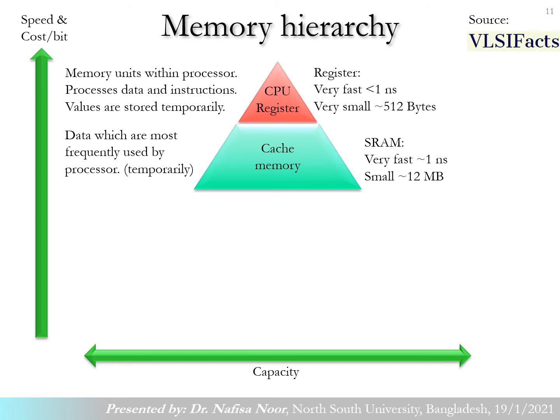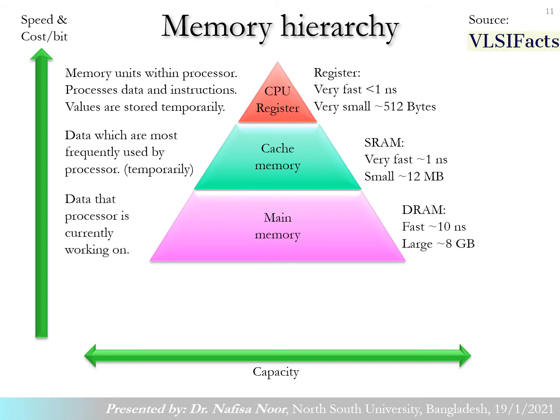The cache memory consists of static random access memory or SRAM devices. The SRAM devices are almost as fast as the CPU registers, and they are also used in small quantity but with slightly larger capacity than the CPU registers. And their cost is also slightly less than the CPU registers. Now here we temporarily store the data that are most frequently used by the processor.